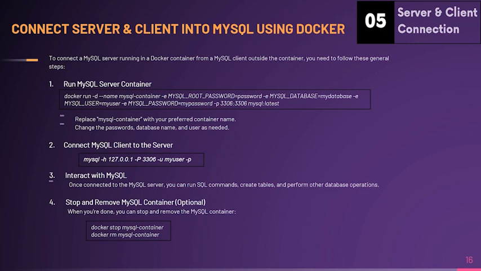To connect the MySQL client to the server, simply use the command mysql -h, the IP number. For this example, we use 127.0.0.1 -P, the port number 3306, -u myuser is the username, -p.